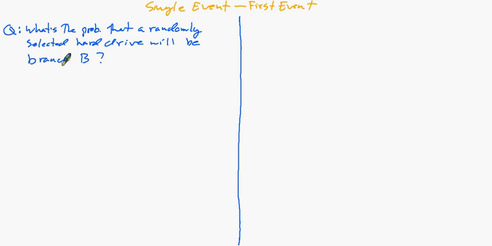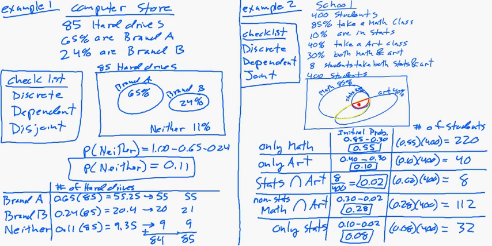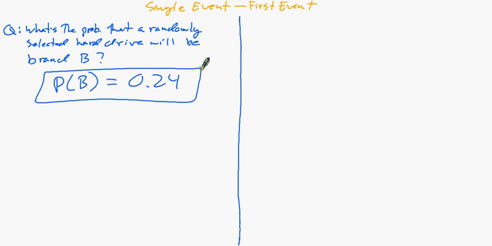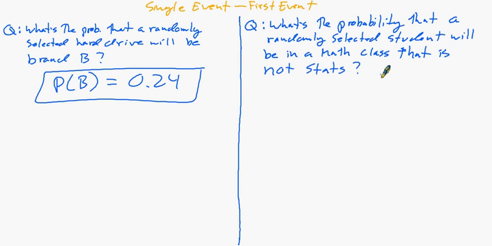What's the probability of getting brand B? Well, if we look at our Venn diagram, brand B, 24%. So probability of getting brand B, 24%. Over here with our school example, what's the probability that a randomly selected student will be in a math class that is not stats? Again, it's a single event. We're selecting one student. It's the first event, which is important because this is a dependent variable.